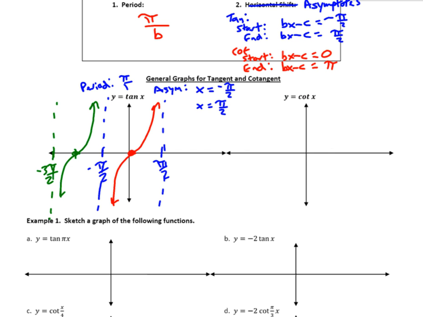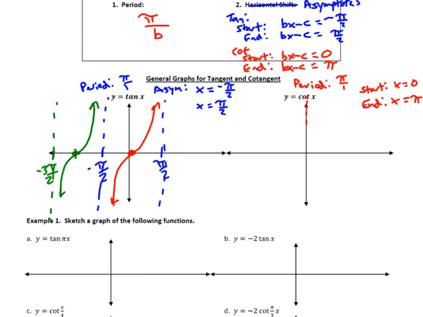So now let's take a look at the cotangent graph. For the cotangent graph, we need a period, so we are really going to be checking to make sure that the period matches up. So this is going to be pi divided by 1, or just pi. Then we have the asymptotes, so we want to put our starting asymptote at bx minus c, which in this case is just x. There's nothing in parentheses here, so this is x is equal to 0. And we have an end here at x is equal to the end of the period, which is at pi.